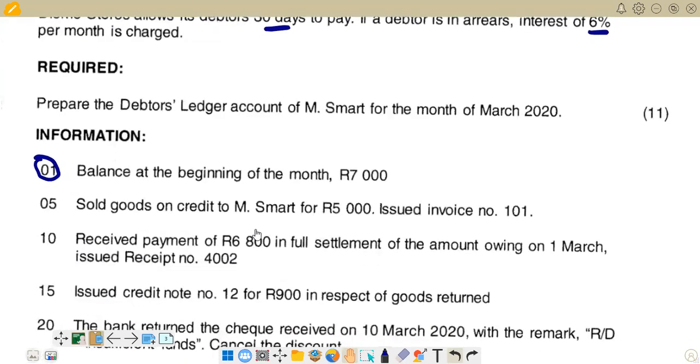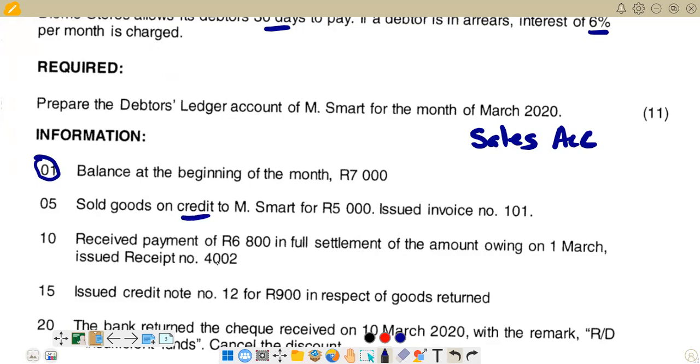Right, on the next transaction, we are told that it is on the 5th. On the 5th, sold goods on credit to M-Smart for 5,000, issued invoice number 101. Sold goods on credit to M-Smart. So we would want to know the double entry on this transaction. So the double entry is that when you sell goods, we have got the sales account that we are going to open. And then also we see whether the goods are being sold on credit or on cash basis. But here there's a specification that it's on credit.